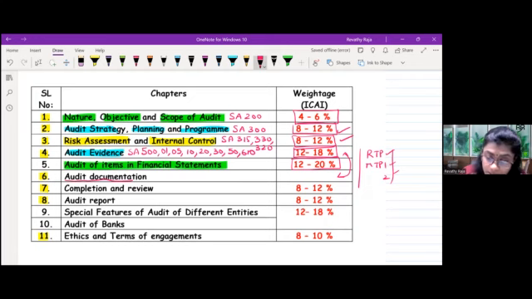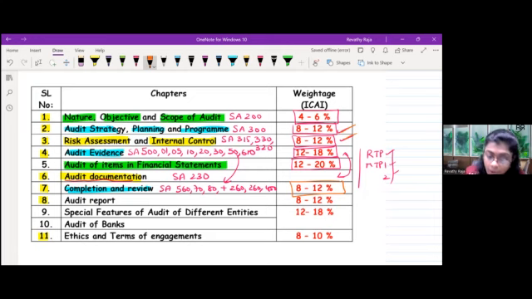Now, a very small chapter. Next one is audit documentation. Audit documentation is nothing but SA 230. Then going on to audit completion and review. Audit completion and review is nothing but the remaining 500 series, SA 560, 570, 580. Along with that, SA 260, 265, and 450. Weightage is again like these chapters, it is 8 to 12% marks.